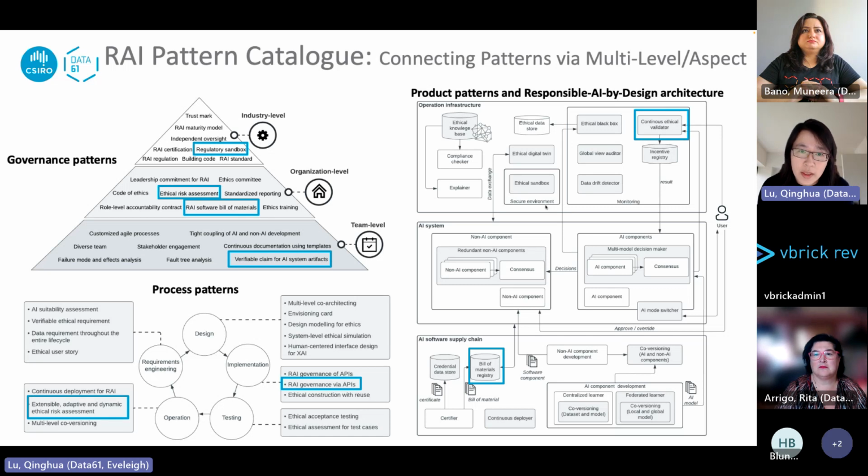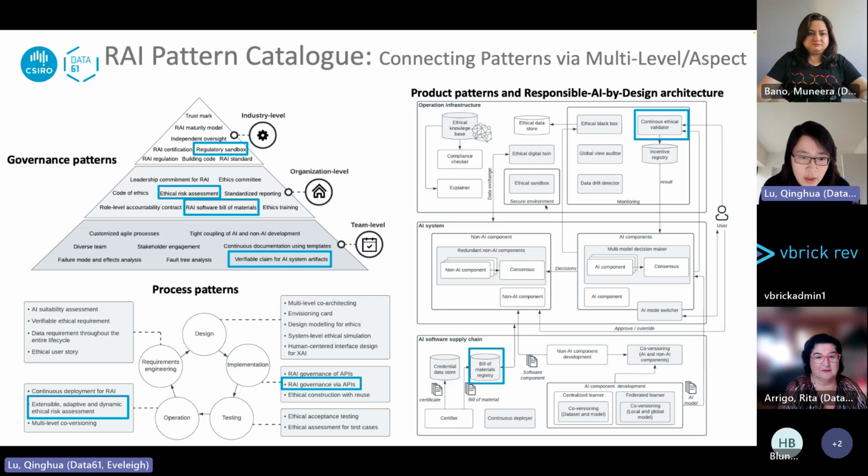So for example, at industrial level, there's a pattern called regulatory sandbox. It can define some requirements about some high-risk AI technology. So in order to achieve this pattern, we could have some organization-level pattern like ethical risk assessment or bill of material to manage the third-party components. And team level, we could adopt a verifiable claim platform to manage the ethical qualities of different AI system artifacts.